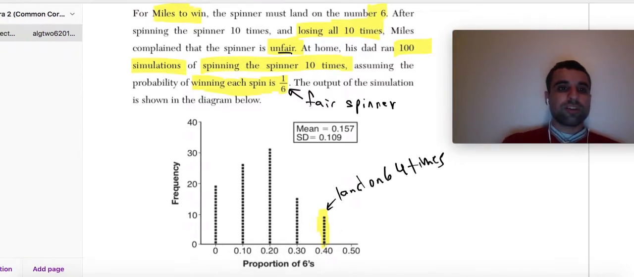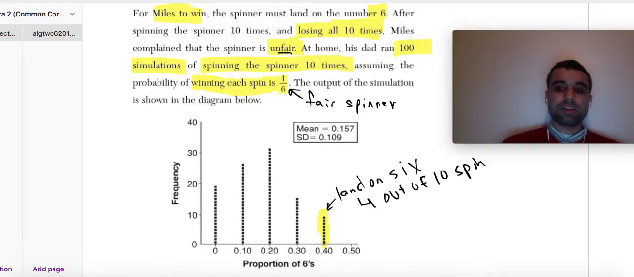It looks weird having 2 numbers here. Landing on 6 four out of 10 spins happened about 10 times. Remember, each dot represents 10 spins. So 4 out of 10 spins were landing on 6, and that happened 10 times.